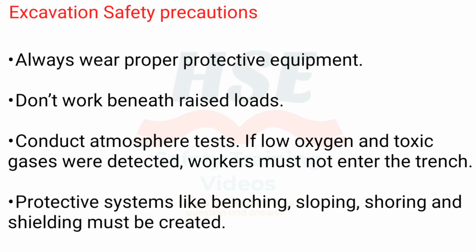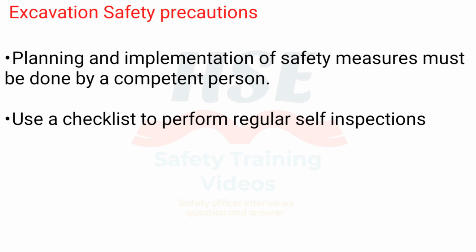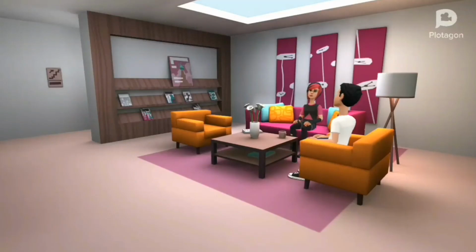Conduct atmosphere tests. If low oxygen and toxic gases are detected, workers must not enter the trench. Protective systems like benching, sloping, shoring and shielding must be created. Planning and implementation of safety measures must be done by a competent person. Use a checklist to perform regular self-inspection.